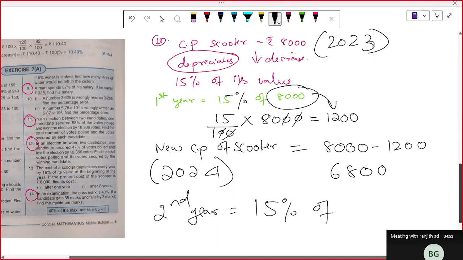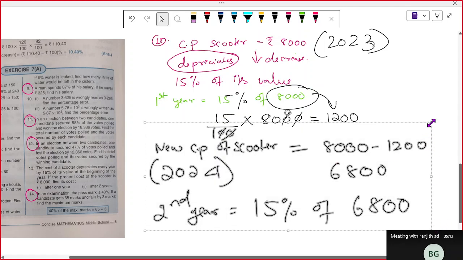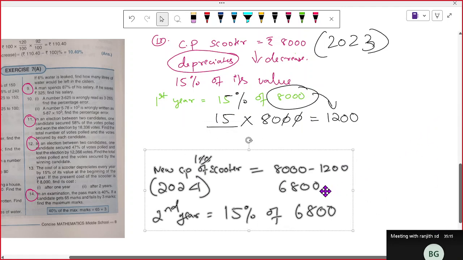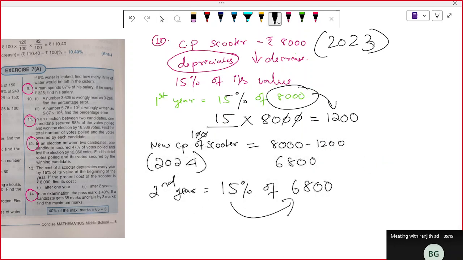In 2023, the scooter is 8,000. In 2024, 15% is reduced. It becomes 6,800. In 2025, the second year, another 15% is reduced. So find the percentage, 15% of 6,800, and reduce it. So again, we should use the same method, sir. Same formula. 15% you have to find. I taught you how to find the percentage of some value, right? Yes, sir.